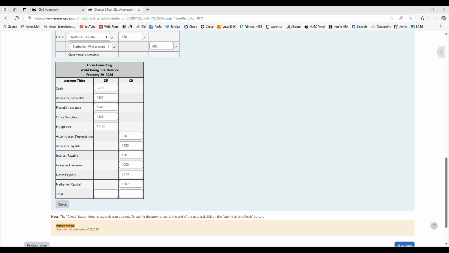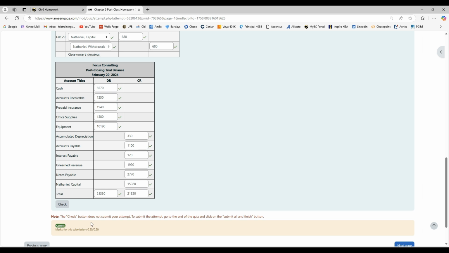Okay, let's go through and do our addition here. I get 21,330 on the credit side, and then on the debit side we got 21,330. So it looks like we put everything in right. Let's hit our check button and make sure we're good. And yep, full points there.